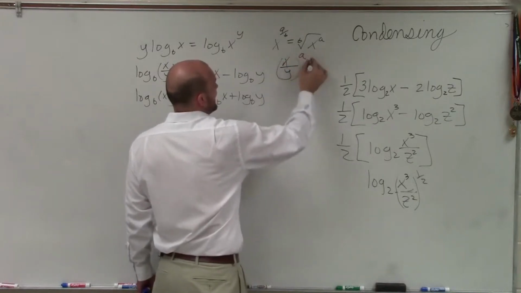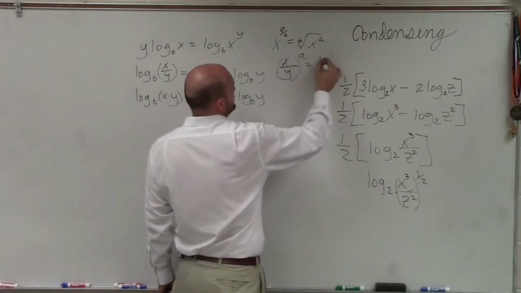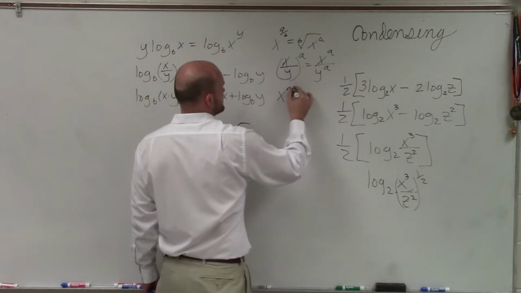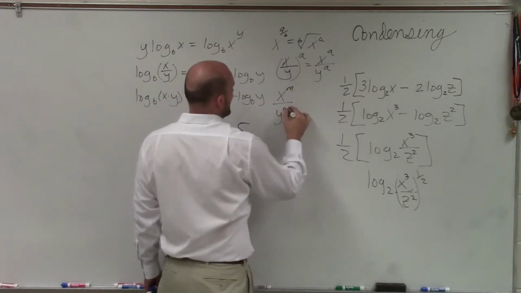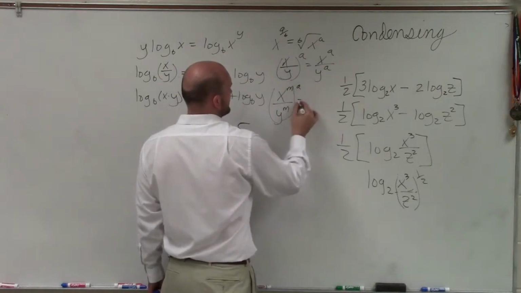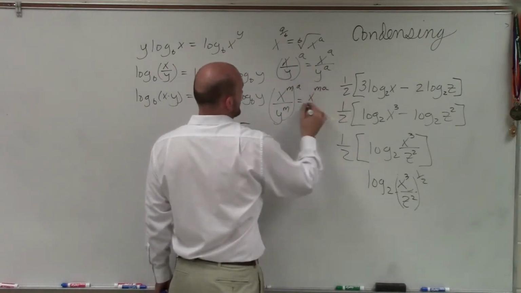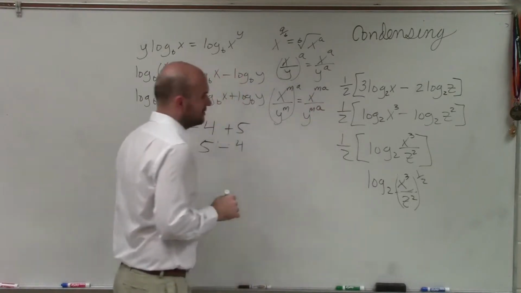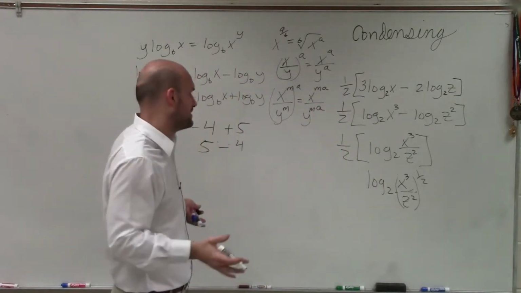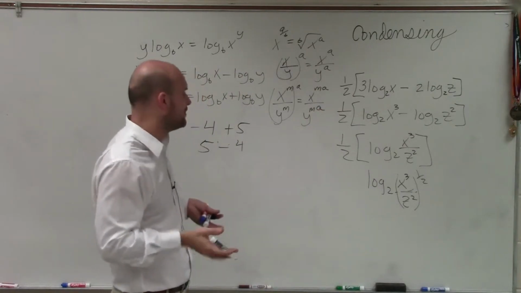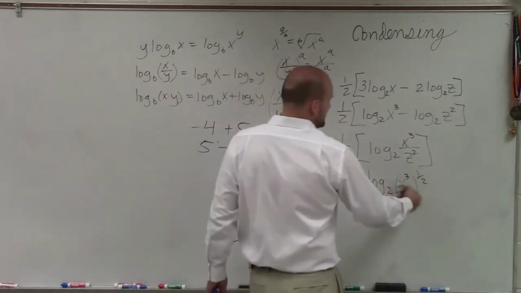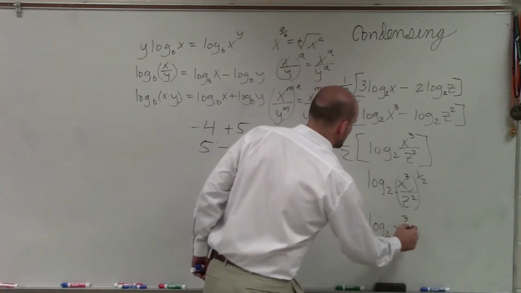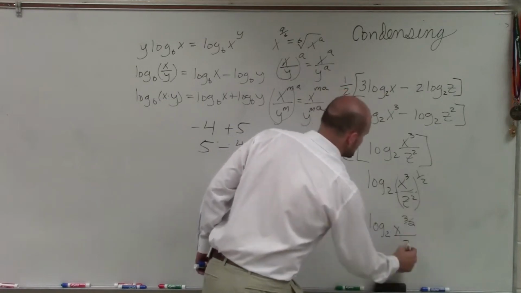Now remember, when dealing with another property of exponents, if I have x over y raised to the a, that's equal to x to the a over y to the a. And actually, let me make that make more sense. If I have x to the m over y to the m raised to the a power, that equals x to the m times a over y to the m times a. So when we're looking at a problem like this, I need to multiply this times both of these. So therefore, I have log base 2 of x to the 3/2 over z.